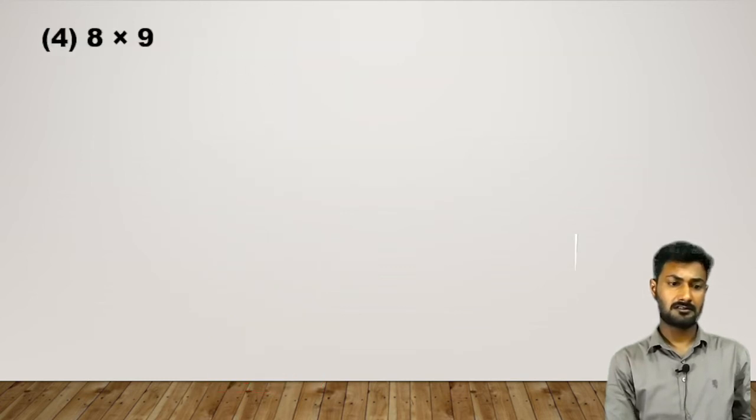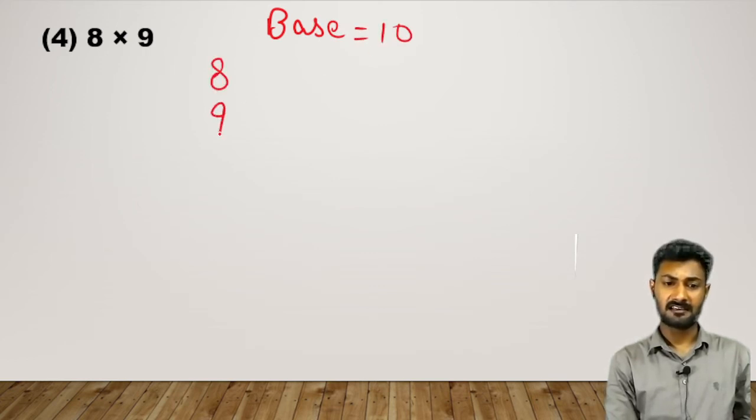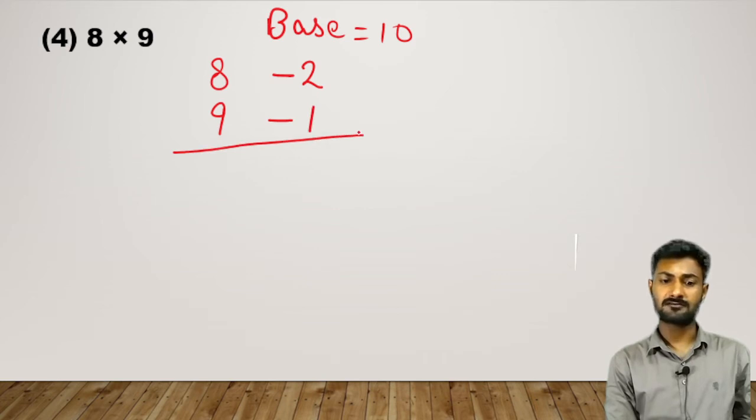Now the next question is 8 multiplied by 9. How do we solve this? The base is the same, 10. Write the numbers 8 and 9. Deviation of 8 is minus 2. Deviation of 9 is minus 1.